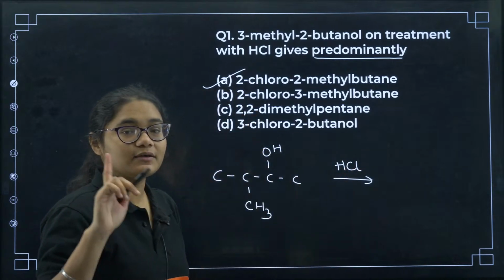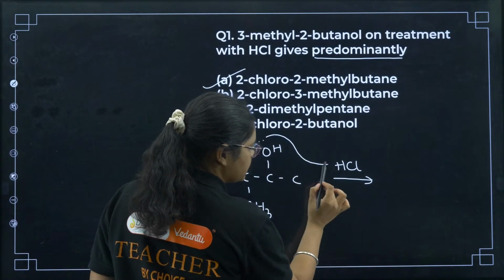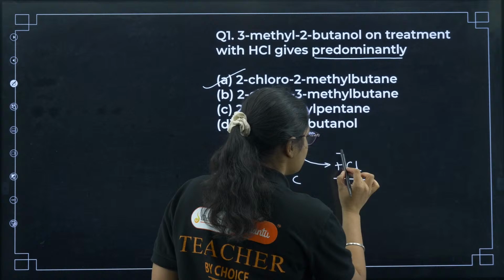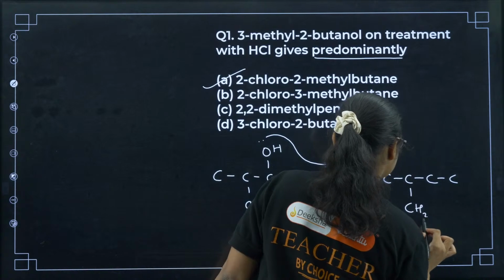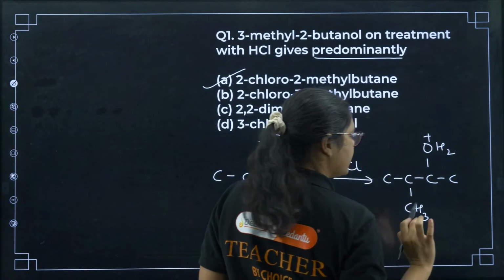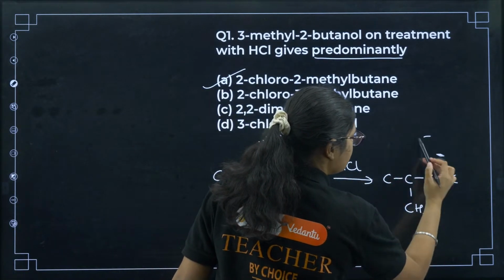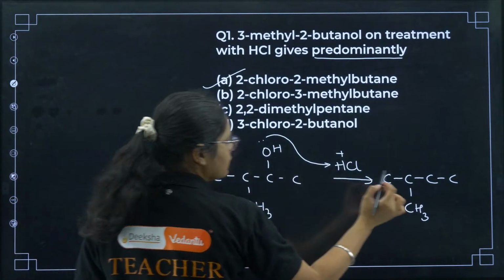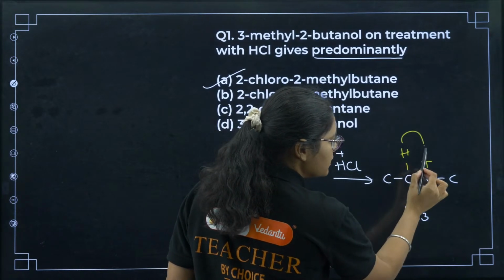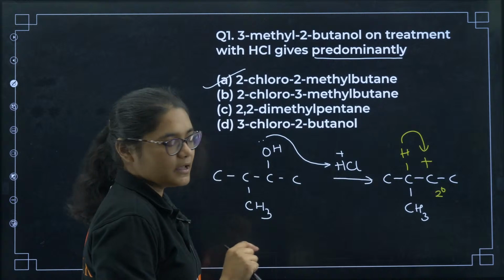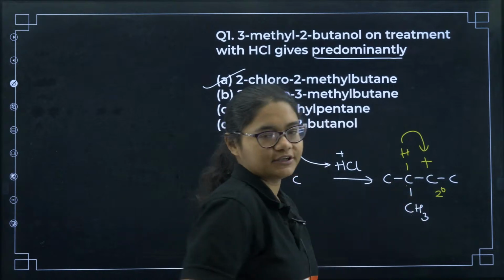Here is something which happens through rearrangement. The protonation of OH takes place, and we get a structure with O plus H2. Now this O plus H2 leaves and we get a carbocation formed here. This is a secondary carbocation, and we have a hydrogen on the adjacent carbon. If this hydrogen shifts here, the carbocation will form on that carbon, and it will be more stable because it will be a tertiary carbocation.